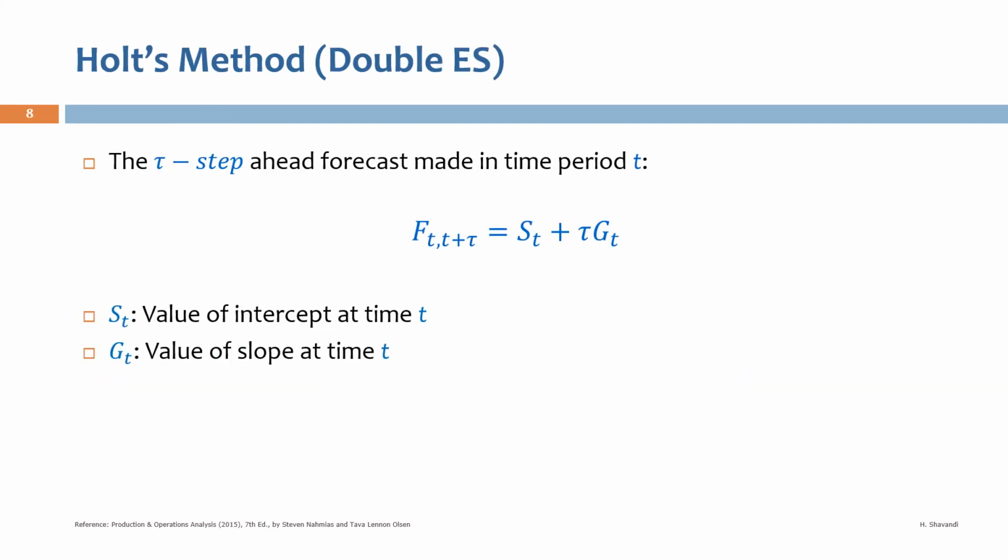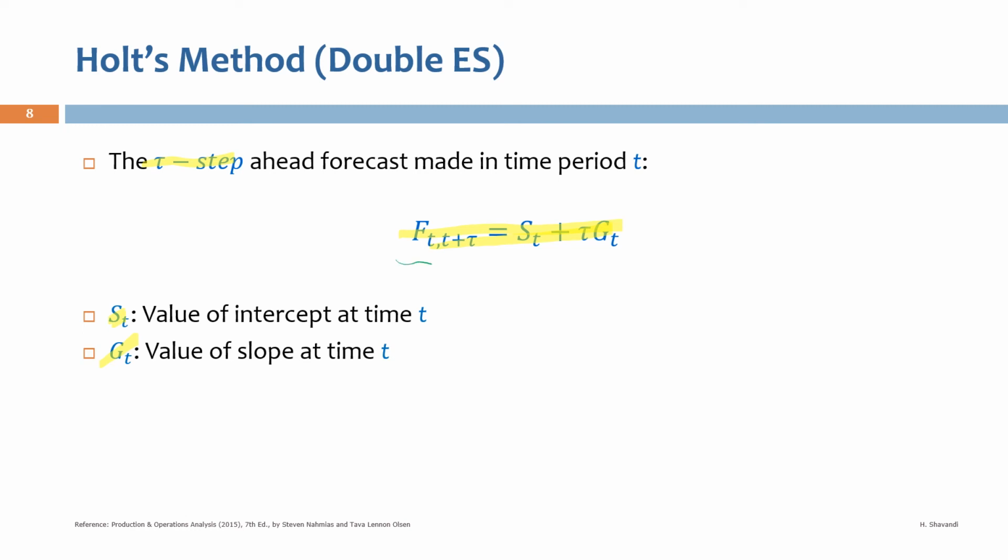Let's have the second method here, which is Holt's method, also known as double exponential smoothing method. In this method, if we want to make a forecast for tau steps ahead, it will be this. As you see here, St is the intercept, and Gt is the slope at time t. If you want to make a forecast for tau steps ahead, we add tau times the slope to the intercept. This is our model here.